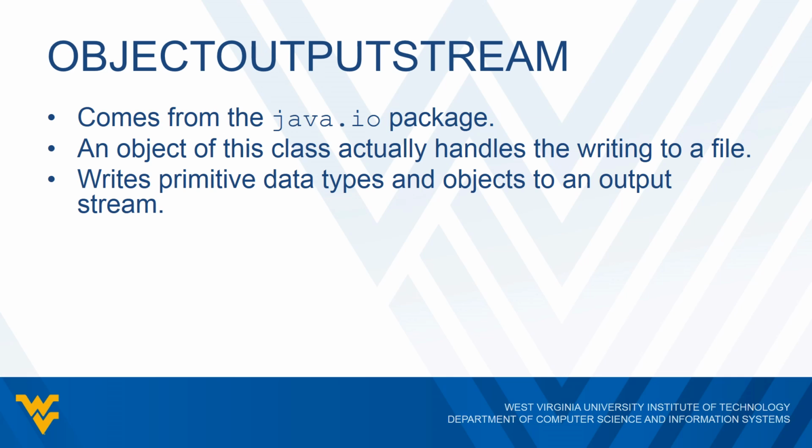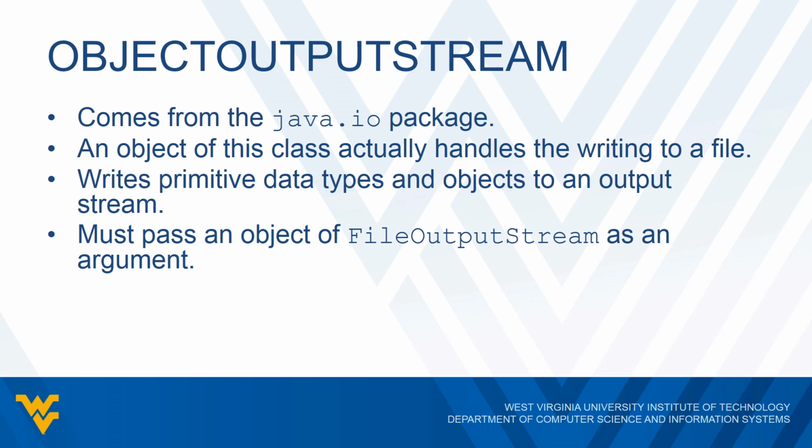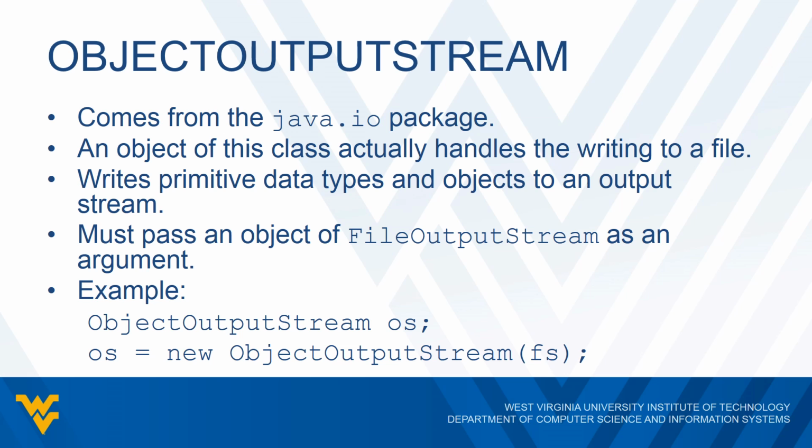Now to use this class, we have to pass an object of the FileOutputStream class. So that's going to be our argument. Let me give you an example of that. We would have first our reference variable. So we would have ObjectOutputStream, maybe I'll call it os. And then we need to create a new object of the class and pass an object of the FileOutputStream. So if we use our earlier example where fs was an object of the FileOutputStream class, I can just pass fs as my argument here. Then I've got my object, the address is stored in os, and then I use the os object to handle all of the writing to the binary file.